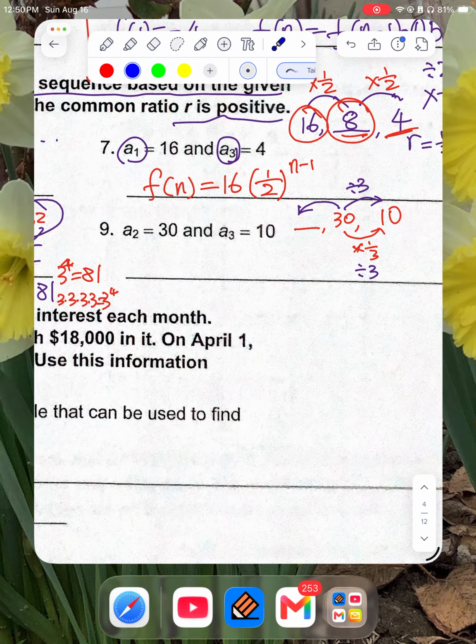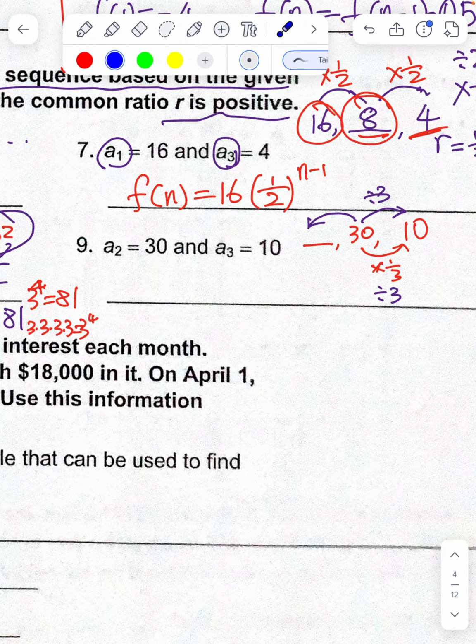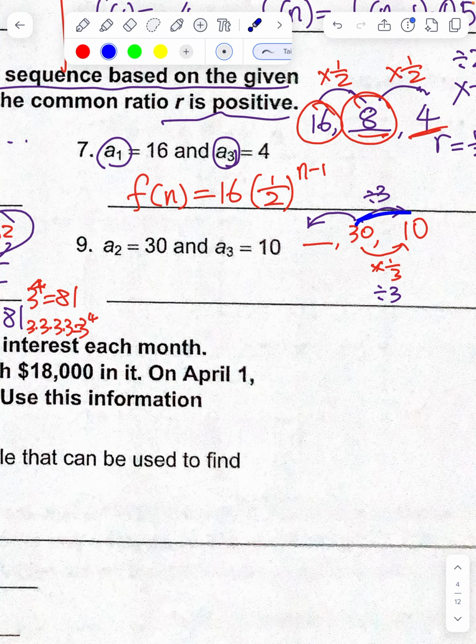Oh, what happened to my iPad? So to go in this direction, that's divided by 3. To go in the opposite direction, this must be multiplied by 3. Yeah? So 30 multiplied by 3, that's 90. So the first term is 90. So it's 90, 30, and 10.